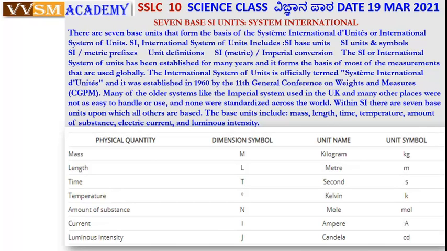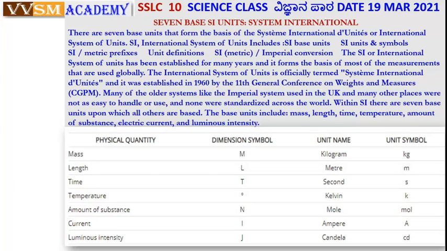The SI, or the International System of Units, has been established for many years and it forms the basis of most of the measurements that are used globally on the planet Earth. It was established in 1960 by the 11th General Conference of Weights and Measures. The abbreviation stands for CGPM, General Conference on Weights and Measures.